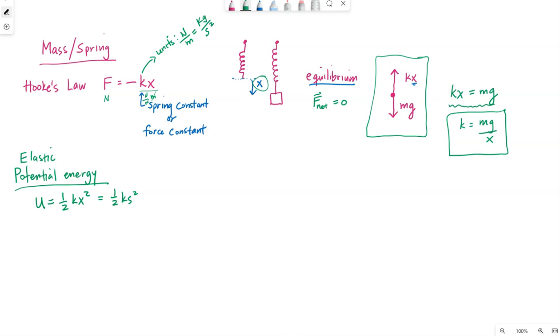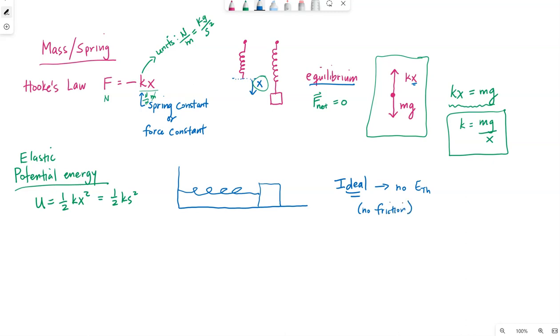Now, in terms of talking about oscillations, mathematically, it's easiest to walk through the equations if we talk about a mass spring system on a horizontal surface. Now we're going to talk ideal oscillations still first, meaning no thermal energy being generated, so there's no friction involved of any sort. Now, of course, that's not terribly realistic, but we start with the ideals and can build on the ideals as we go.